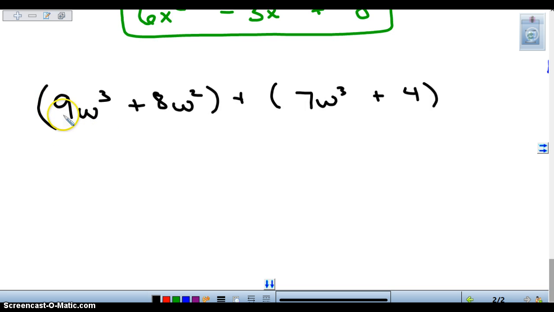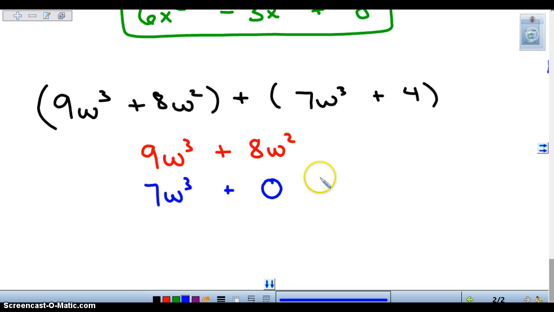If we have to add 9w cubed plus 8w squared plus 7w cubed plus 4, we're going to write these down vertically. So I'm writing in my first binomial, 9w cubed plus 8w squared. Now I'm going to write in my second one, 7w cubed, and put it under the 9w cubed. But then I have 4, so do I have anything to put under 8w squared? No, so I'm putting in a 0. And then I can say plus 4.